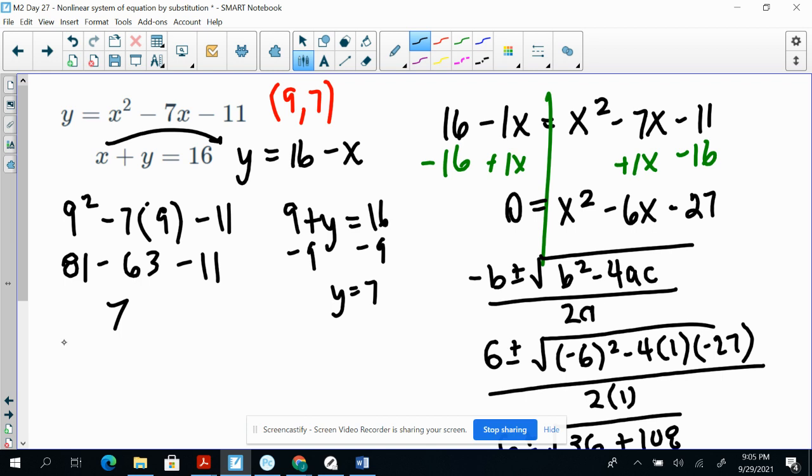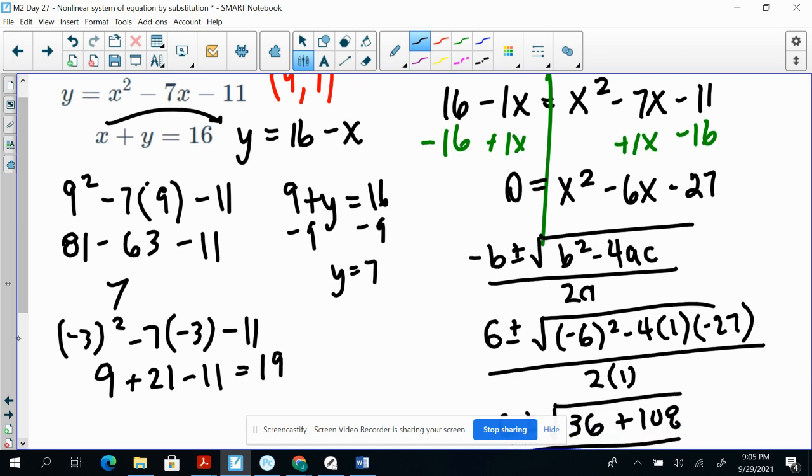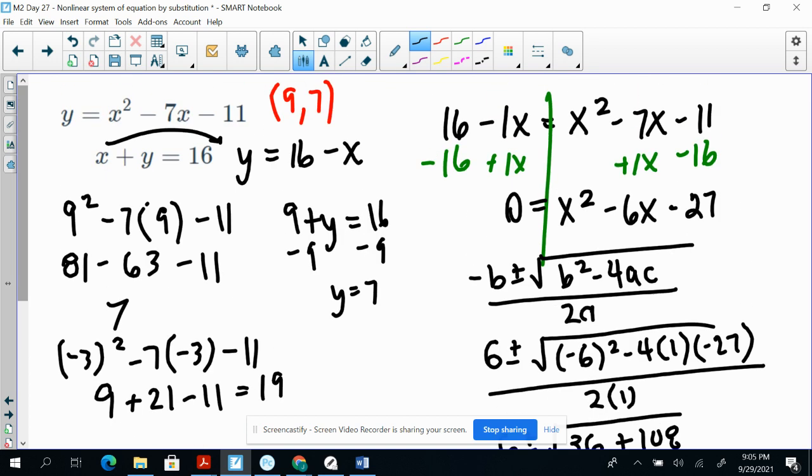And then we're going to check our negative 3. So negative 3 squared. Be careful if you're putting this into a TI-83 or one of those calculators from school, because if you don't use your parentheses, it won't do the operation correct. Because negative 3 times negative 3, if I ask you, you know is a positive 9. So 21 minus 11, which is going to give me 19. And then negative 3 plus y equals 16. I'm going to add 3, and y is going to equal 19. So when x is negative 3, in both equations, y is going to equal 19. So that's our example number 2.